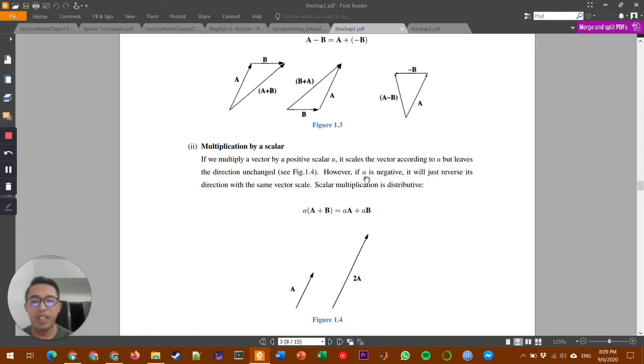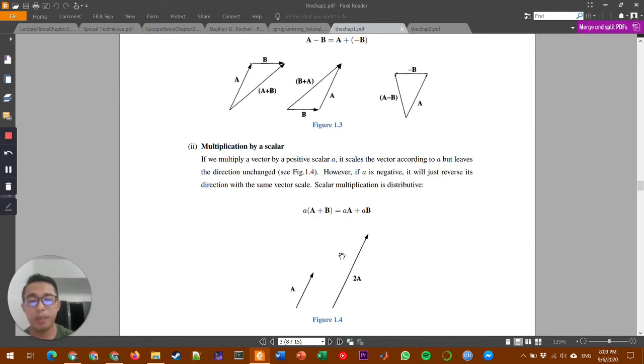However, if A is negative, the result is still the same, but the direction flips. So instead, it points the other way. So take note also of the length of the vector, depending on what you multiply by. If two, then the length is times 2, if four, times 4.